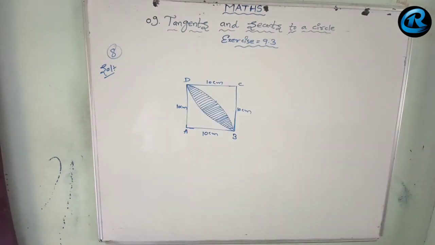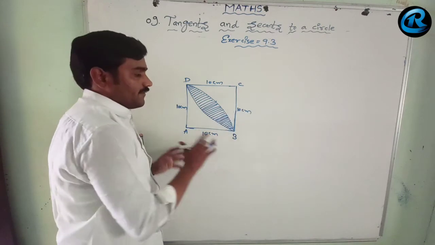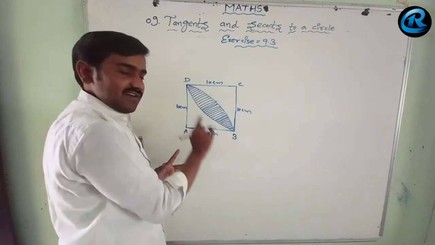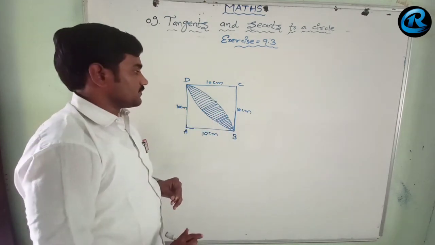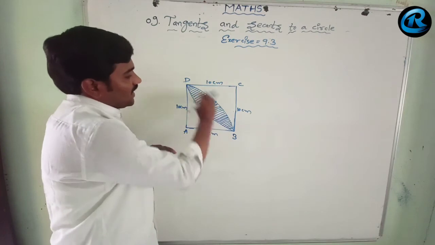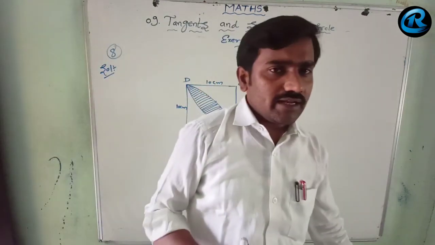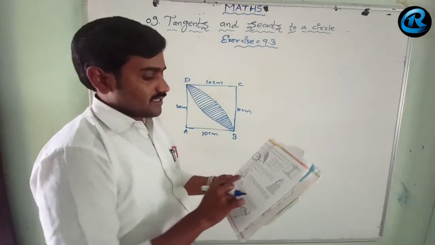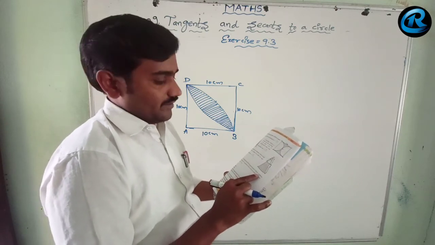Now we go for the last question of this exercise. See that from the figure what we can understand: here ABCD is a square, the side of the square is 10 centimeters each, and here we can see a shape in the shaded part. So what do we need to find? Clearly they will ask to find the area of the shaded region. Let us see. Calculate the area of the designed region in the figure.